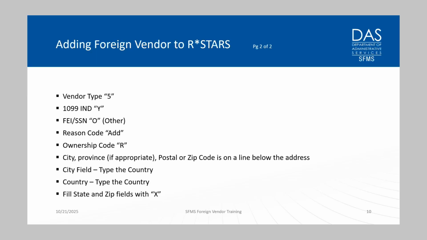The city field is going to be the country. So if it's Botswana, United Kingdom, Ireland, Australia, city is the country. The country is the country. So it could be city, Ireland, country, Ireland. And then you want to fill in the state and zip code with all X's.